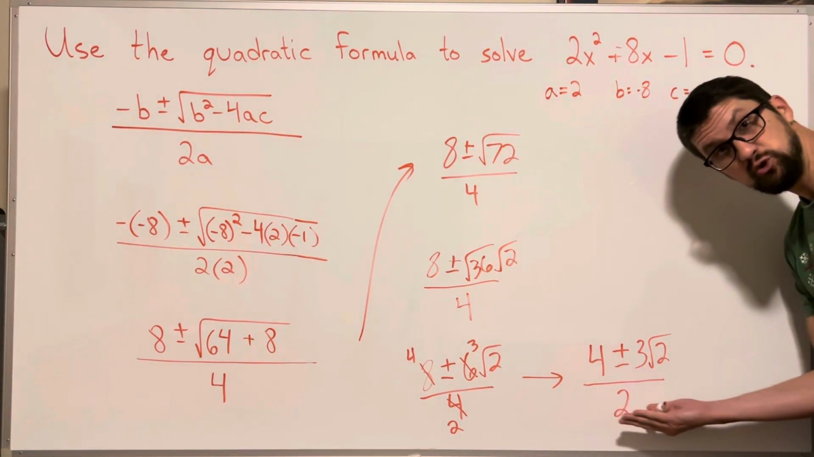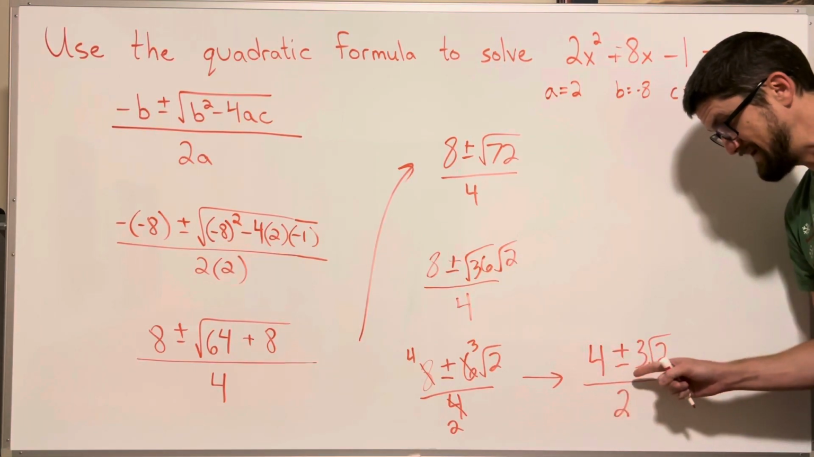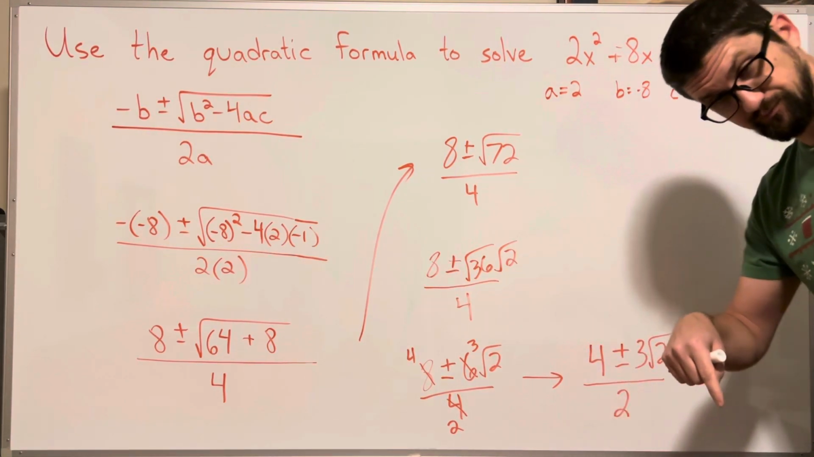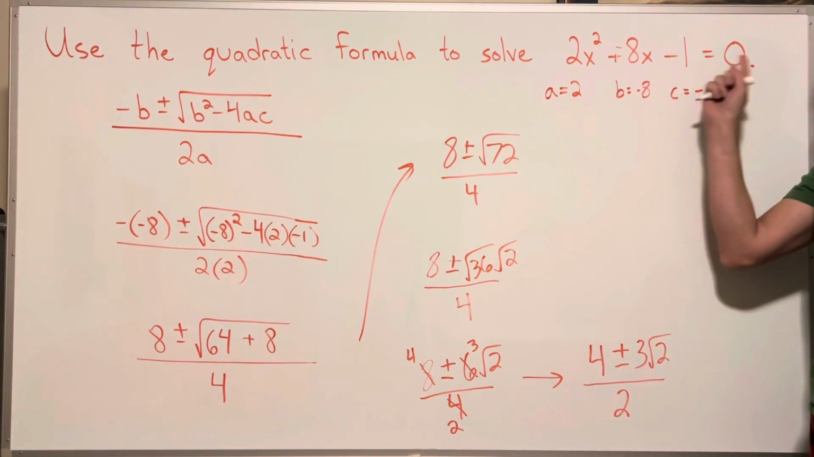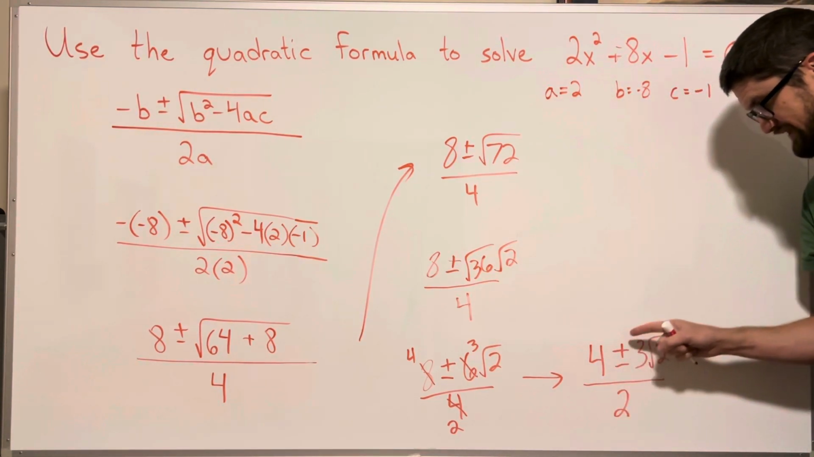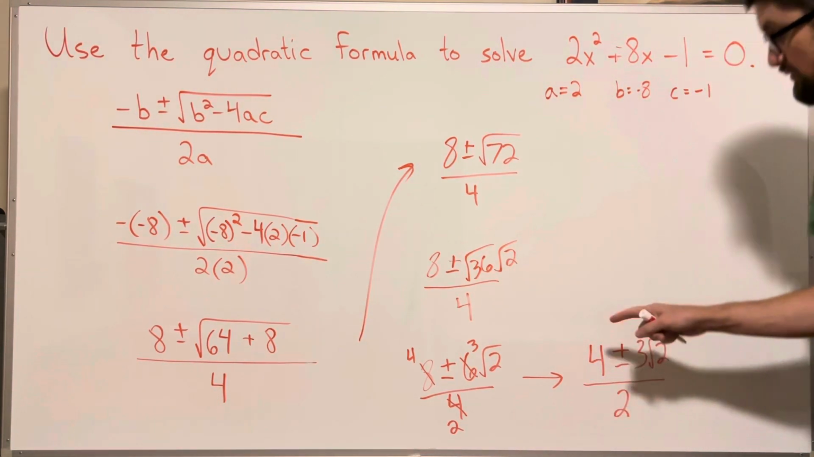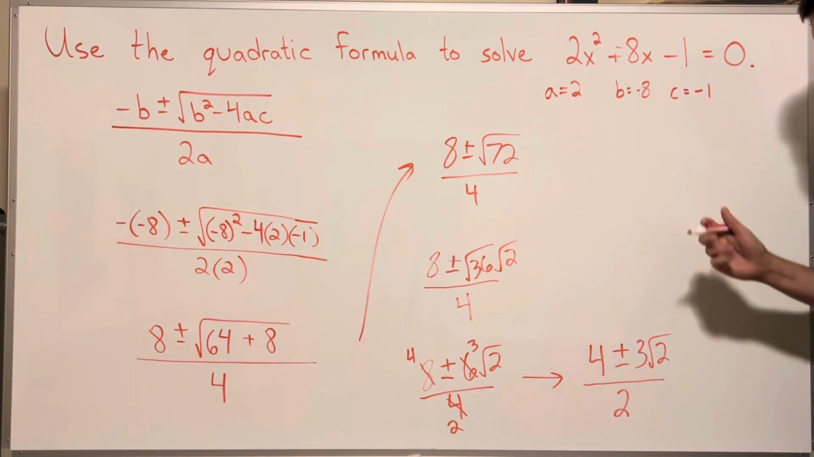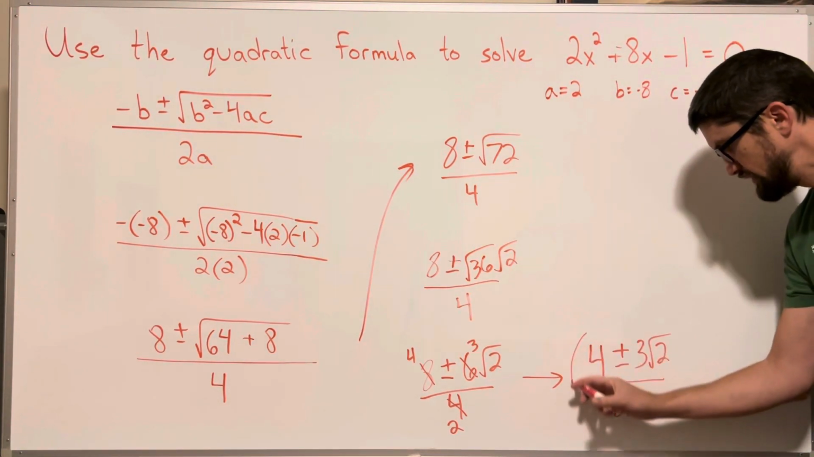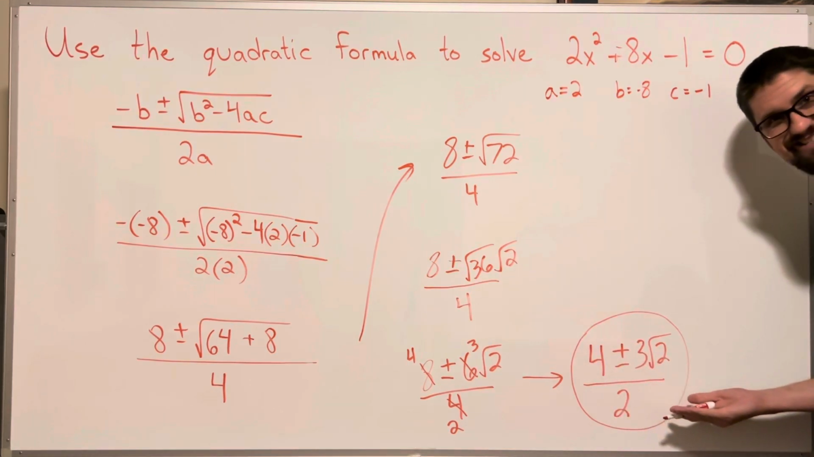So realize this is 2 answers. I got 4 minus 3 square root of 2 over 2. That will solve this equation. And I have 4 plus 3 square root of 2 over 2. That will also solve that equation. So I have 2 solutions here. There you go.